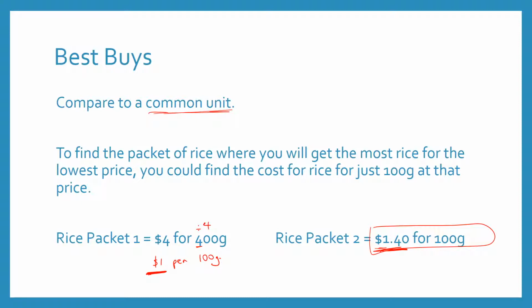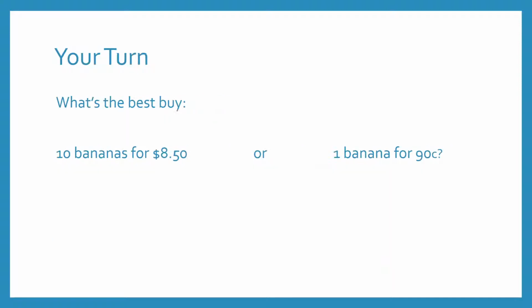However, it's not always the best option to go for the best buy. For example, if you only needed 100 grams of rice and wouldn't eat the 400 grams, it would be better to go for this price here, because in the end you're only paying $1.40, even though this way you get a better price per grain of rice maybe. You'll end up spending more in the long run if you don't use it all. So there are things that we need to consider when we're considering best buys.